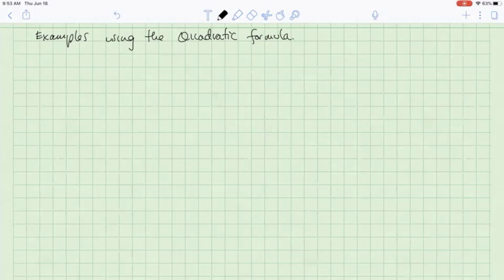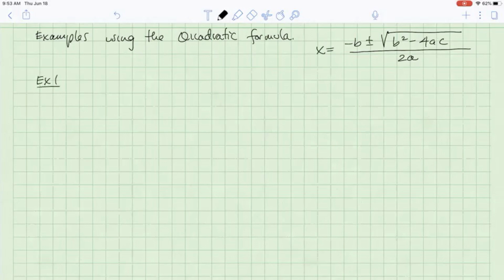So I suggest every problem that you use the quadratic formula, you write it out and you get used to writing it out so that you get practice memorizing it. X equals negative b plus or minus the square root of b squared minus 4ac all over 2a.